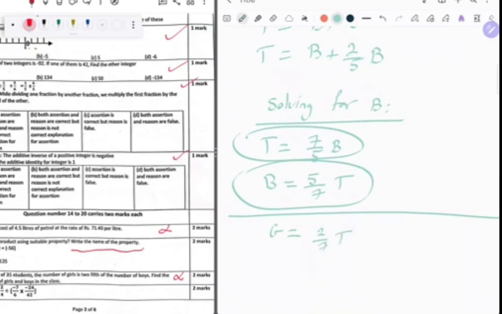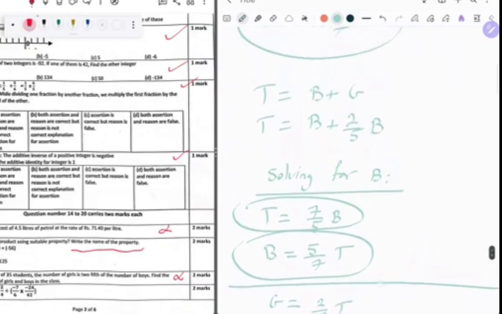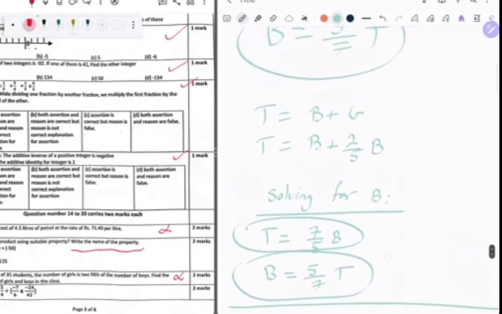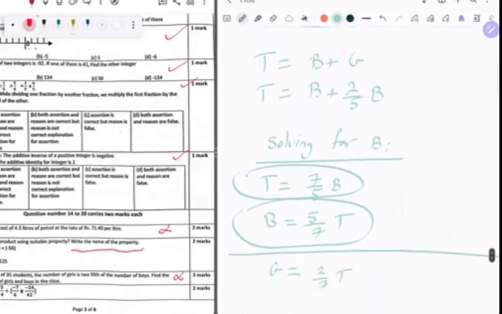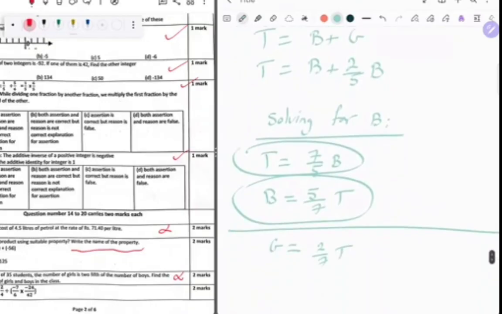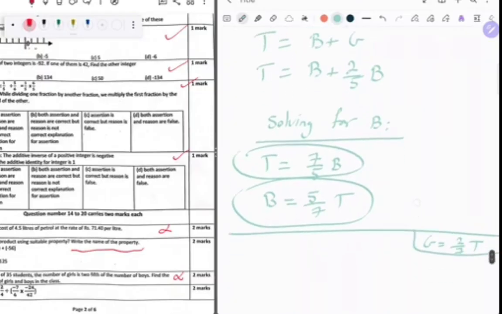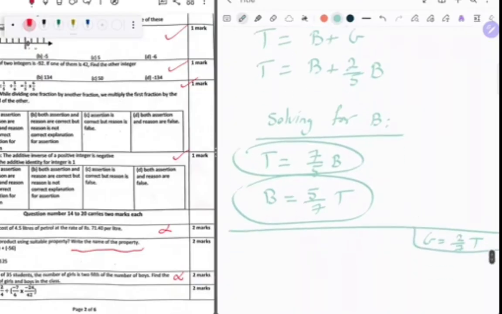G equals 2/7T. How did they get that? Yes, they substituted T. I need to reach this. This is where we need to reach: G equals 2/7T. But why?